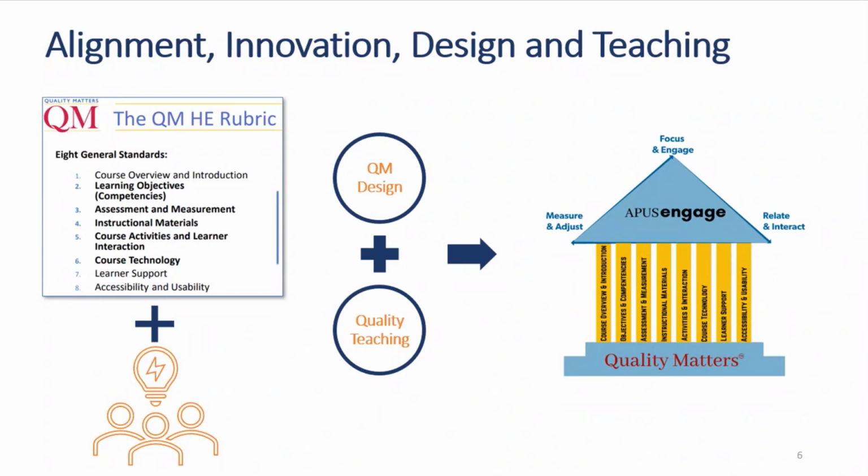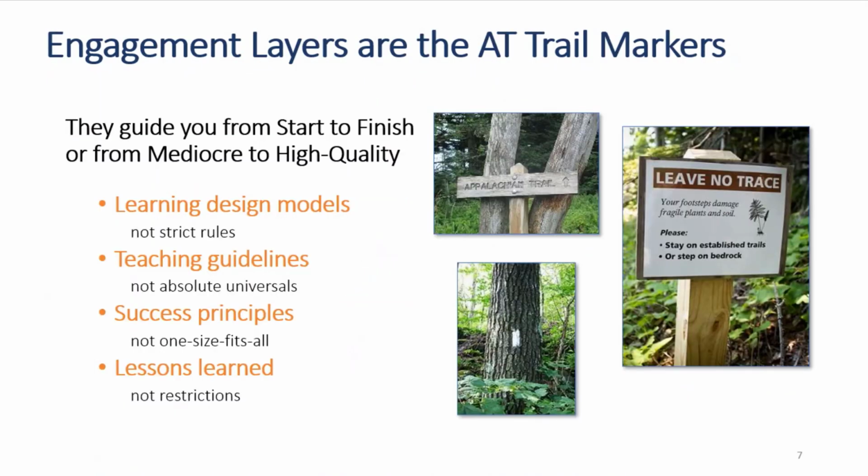Engagement layer, or the APUS Engage, includes both the Quality Matters rubric and teaching quality. We're trying to pull all of that together in one. And the layers are really not meant to be strict rules. They're not supposed to be absolute universals that we say you have to have 8 of these and 12 of the others, and you must use certain things. It's a matter of guidelines, of helping us to get creative. There are success principles we follow, but it's not a one-size-fits-all when it comes to course design or teaching.